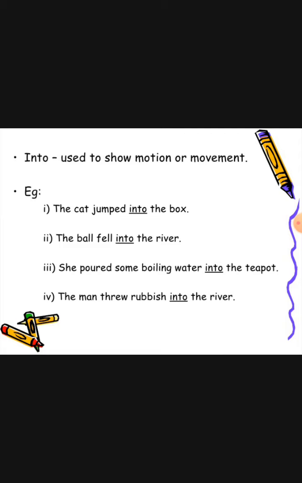Let's see some more examples of into. As I told you, into is used to show motion or movement. The cat jumped into the box. It means there was a movement while jumping. The ball fell into the river. It means when it went into the boundary of the river, there was a movement. So whenever there is a movement, we have to use into. And when there is no movement, there is stillness, then we have to use in. So this is the difference.